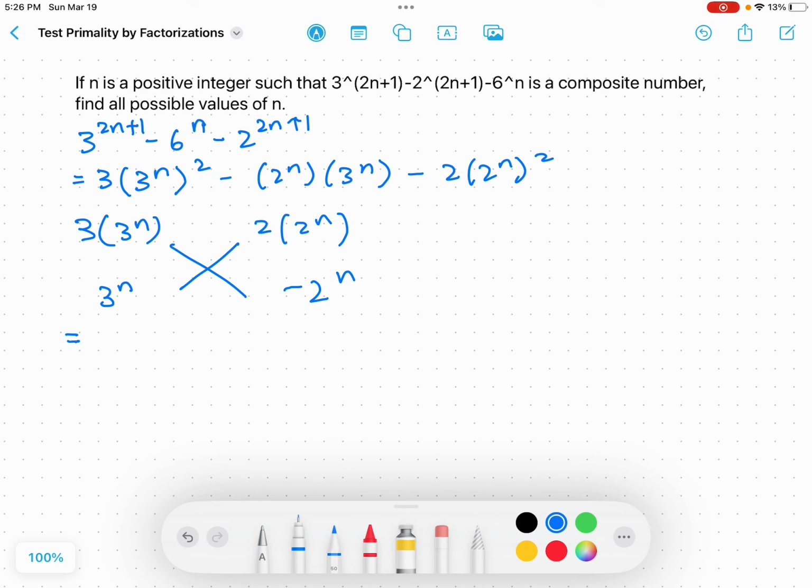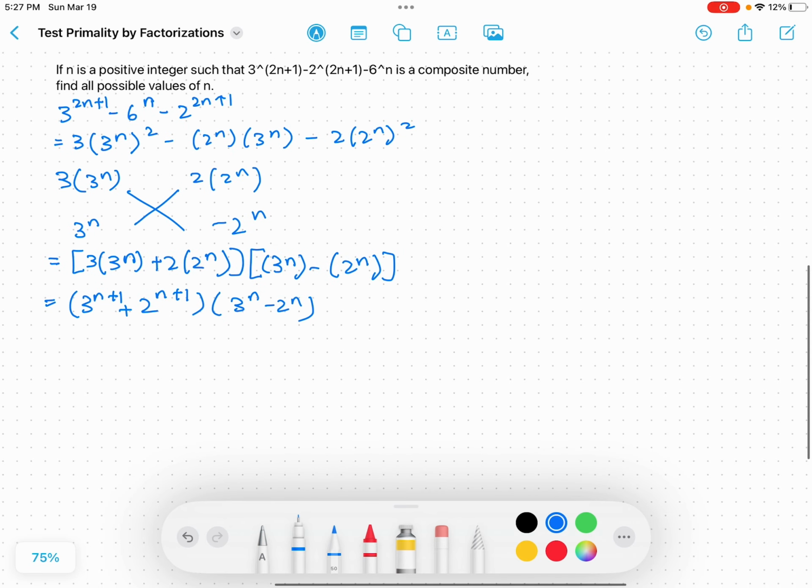This is going to equal bracket 3 times parentheses 3 to the power of n plus 2 times parentheses 2 to the power of n bracket multiplied by bracket parentheses 3 to the power of n minus parentheses 2 to the power of n. We can simplify to get that 3 to the power of n plus 1 plus 2 to the power of n plus 1 multiplied by 3 to the power of n minus 2 to the power of n. And now we just have to do some casework.